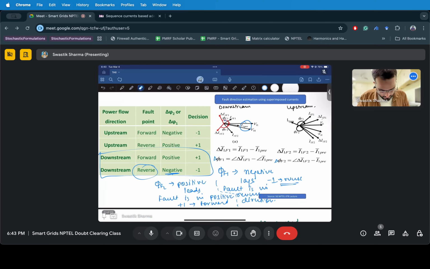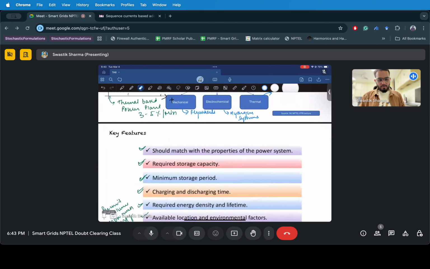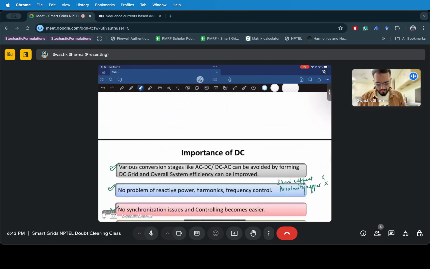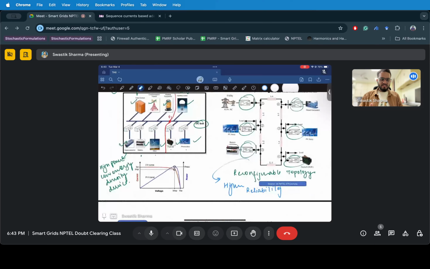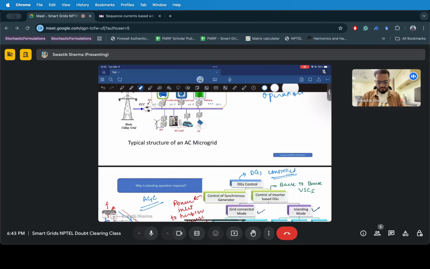Anyways, then we talked about the importance of storage, DC and battery. We did a refresher of what we discussed in week 2 and week 3, and then we moved on to DC microgrids and AC microgrids.